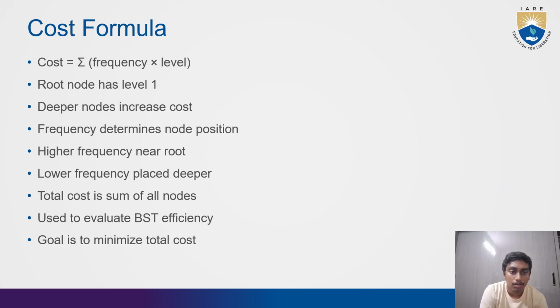Cost formula. Cost is equal to sigma of frequency into level. A root node has level 1. Deeper nodes increase cost. Frequency determines node position. Higher frequency near root. Lower frequency placed deeper. Total cost is sum of all nodes. Used to evaluate BST efficiency. Goal is to minimize total cost.